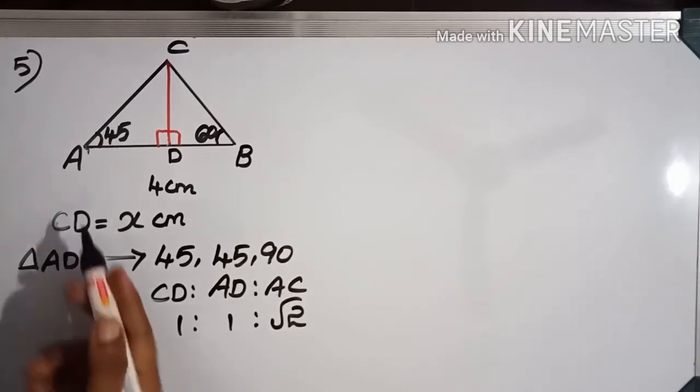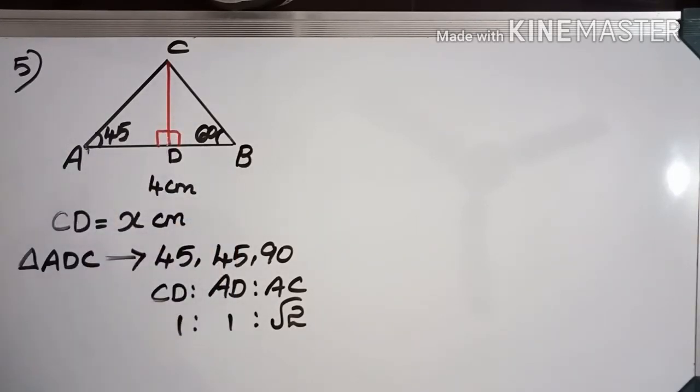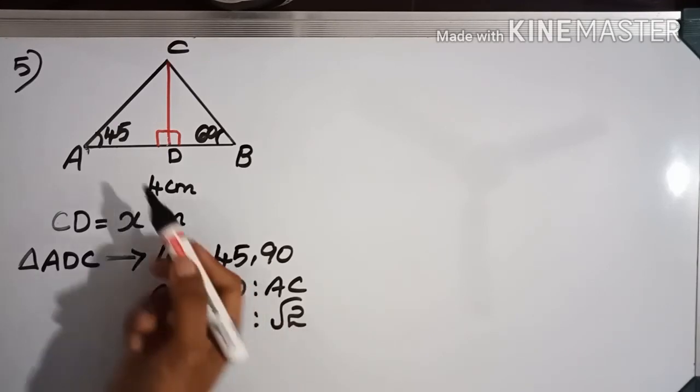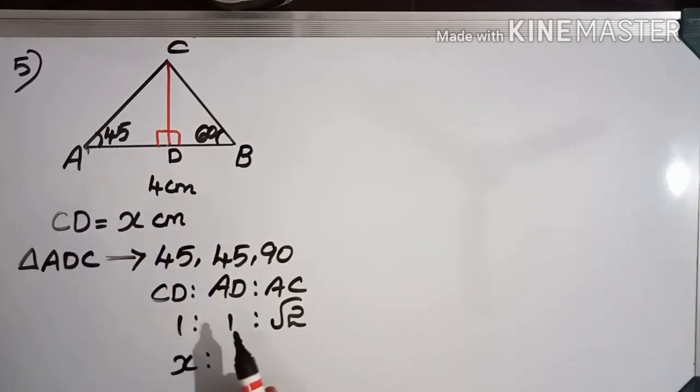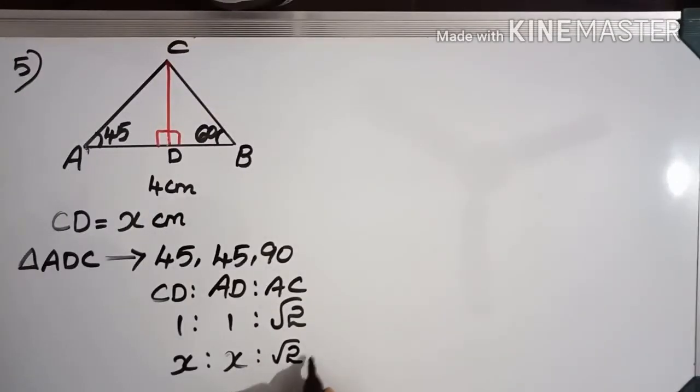Now what is the ratio? 1 is to 1 is to root 2 is the ratio. Here we consider the side opposite 45 as x centimeter, so this is x here. Then the side next to it, opposite the other 45, will also be x centimeter, because 1 into x is x. Then AC will be root 2 into x, because we consider CD as x centimeter: 1 into x, 1 into x, root 2 into x.